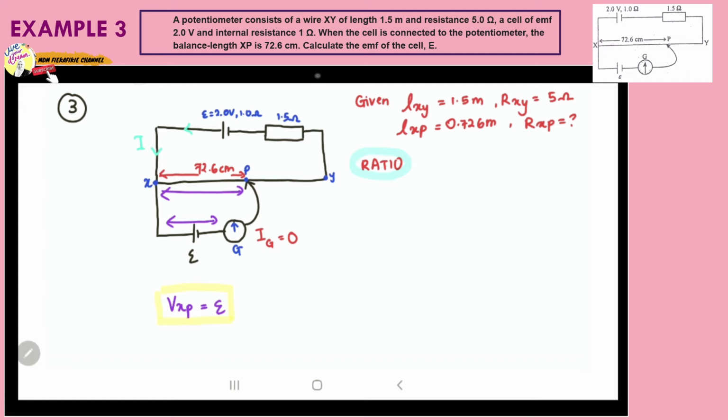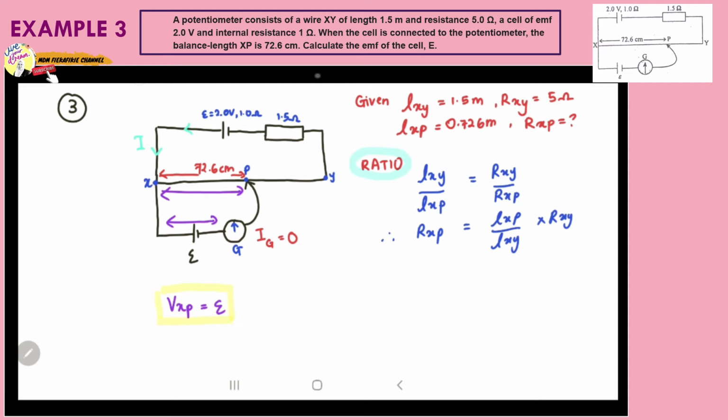So let's write LXY over LXP equal to RXY over RXP. Therefore, we want to find RXP, right? RXP is equal to LXP over LXY times RXY. Okay, so now let's proceed to the next part.